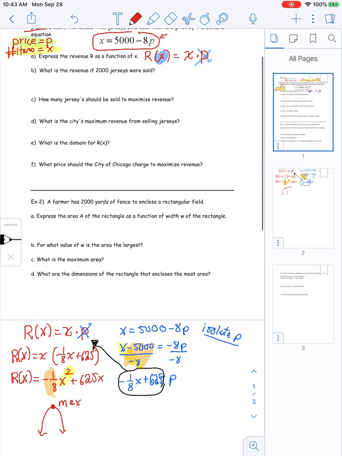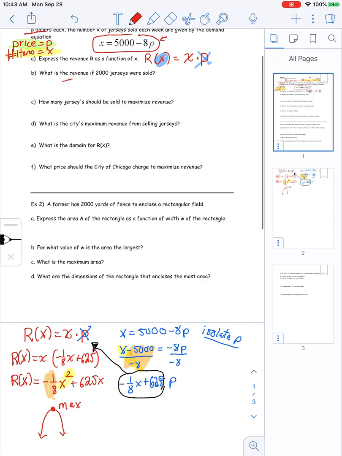Now, the next question that it asks is, what is the revenue? So we're solving for the R value if 2,000 jerseys are sold. Well, remember, the number of items sold is X, so I'm basically giving you an X value, and I'm saying plug this into the equation.